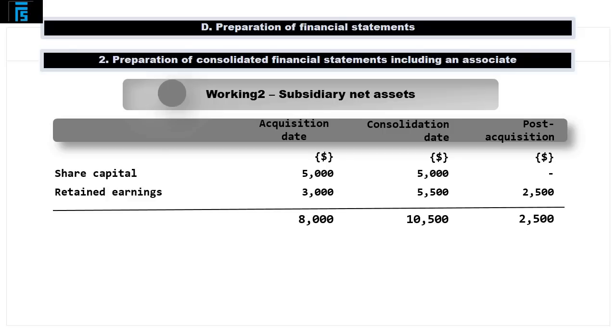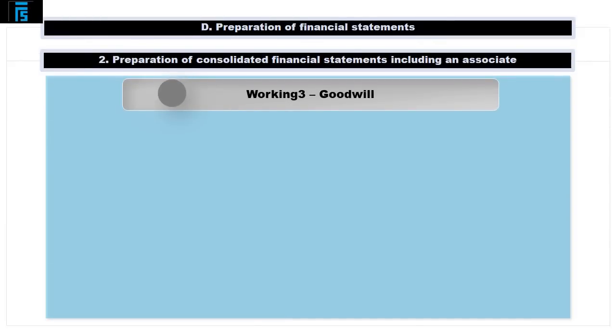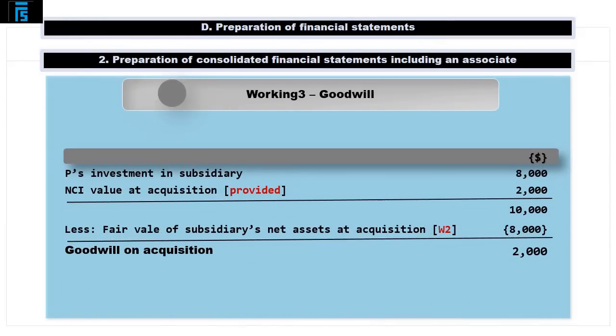Moving on to the consolidation date column, we may input the relevant equity balances of S. As at the 31st of December, that is 5,000 and 5,500 for share capital and retained earnings respectively. Accordingly, the post-acquisition column shows nothing in respect of share capital and a positive €2,500 for retained earnings. The third working, goodwill, begins with the €8,000 investment by the parent entity. Next comes the NCI value at acquisition, which under the fair value approach equals the €2,000 provided in the scenario.